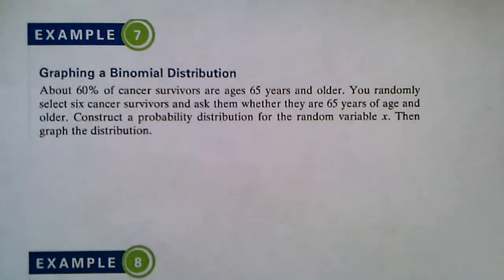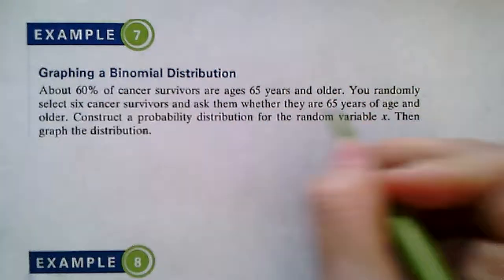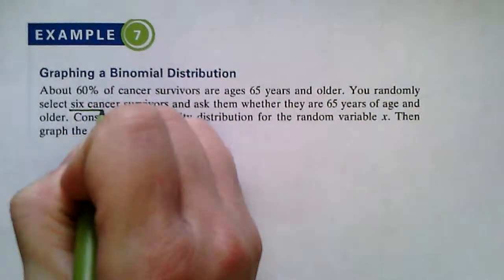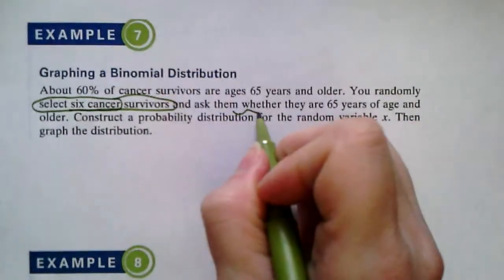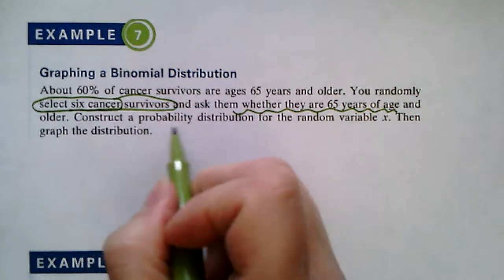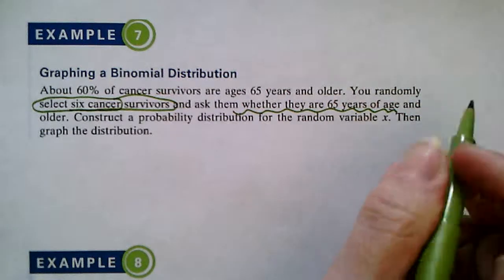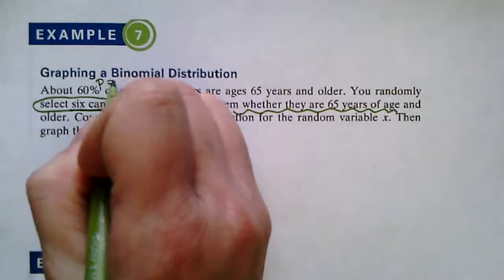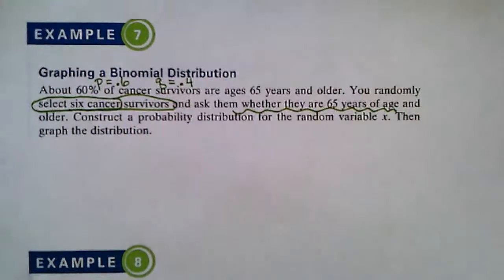About 60% of cancer survivors are age 65 years and older. You randomly select 6 cancer survivors and ask them whether they are age 65 years and older. Construct a probability distribution for the random variable x, then graph it. So the probability of success would be 0.6. Probability of failure would be 0.4.